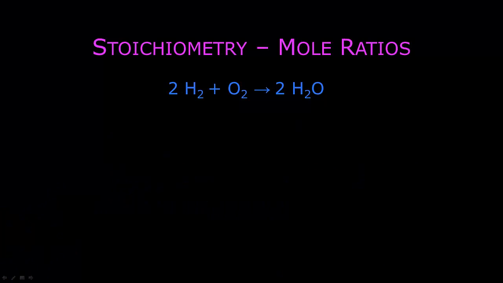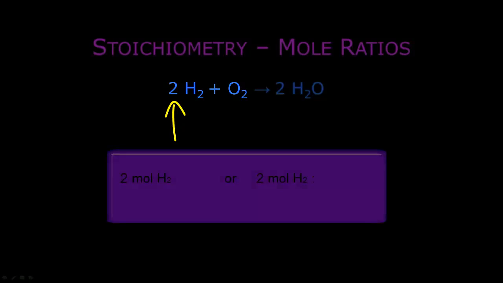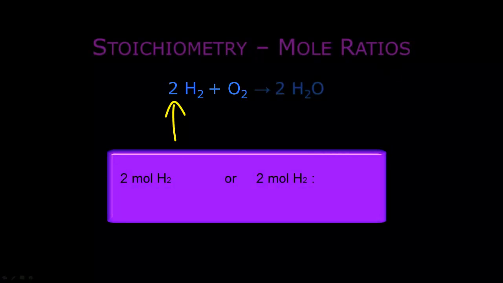Now let's talk about the mole ratio. You find the mole ratio as the coefficients in the equation. So the molar ratio of hydrogen to oxygen would be the coefficients of hydrogen, which is 2. So for every 2 moles of hydrogen, you would need 1 mole of oxygen to react. So the molar ratio is 2 to 1.